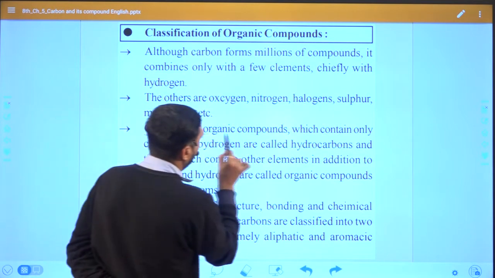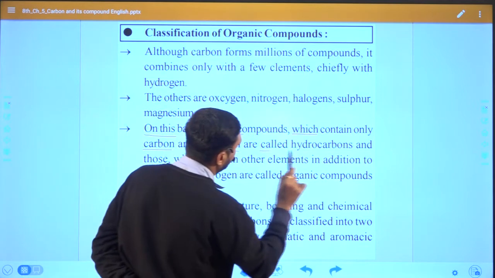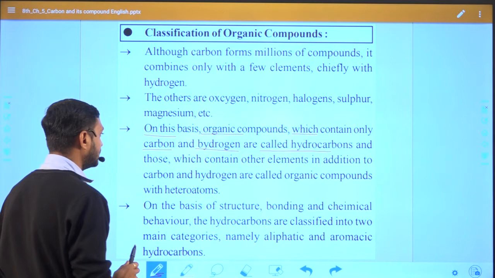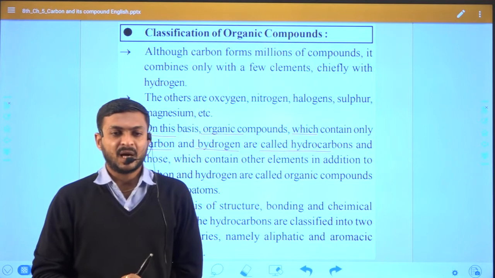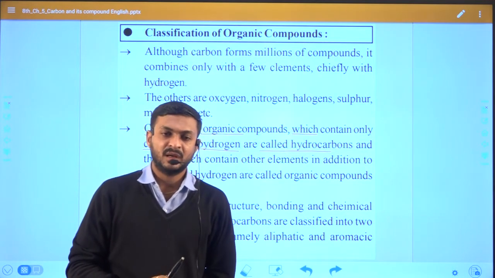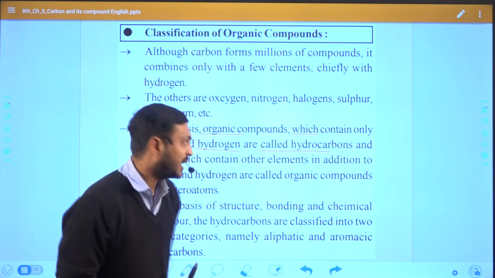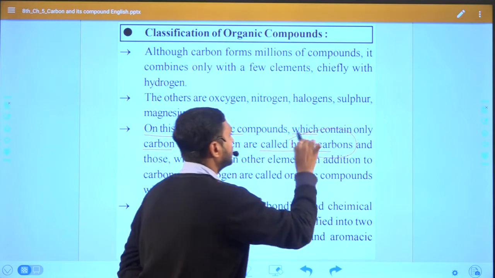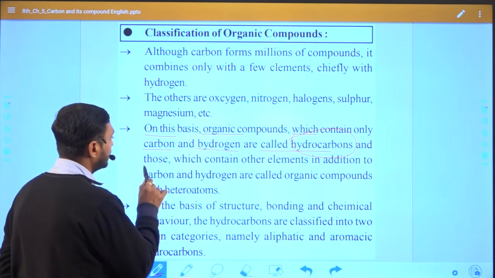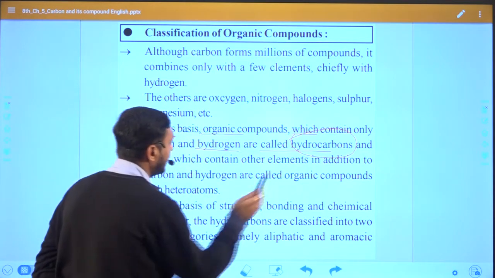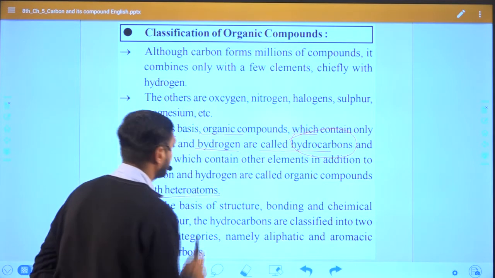On the basis of composition, organic compounds which contain only carbon and hydrogen are called hydrocarbons. As we know, if only carbon and hydrogen are present in the compound, then this compound is known as a hydrocarbon. A hydrocarbon is nothing but the presence of carbon and hydrogen only, nothing else. And those that contain other elements are called organic compounds with heteroatoms.